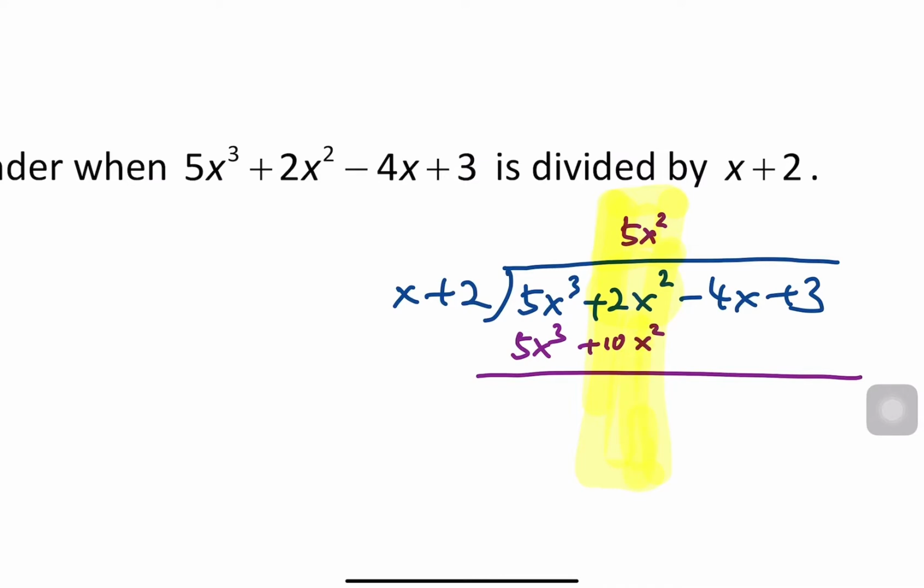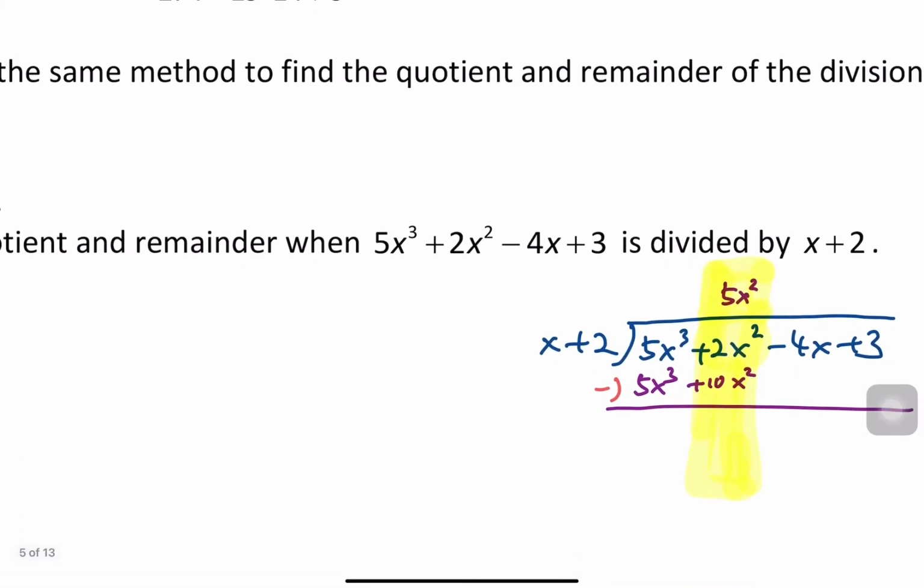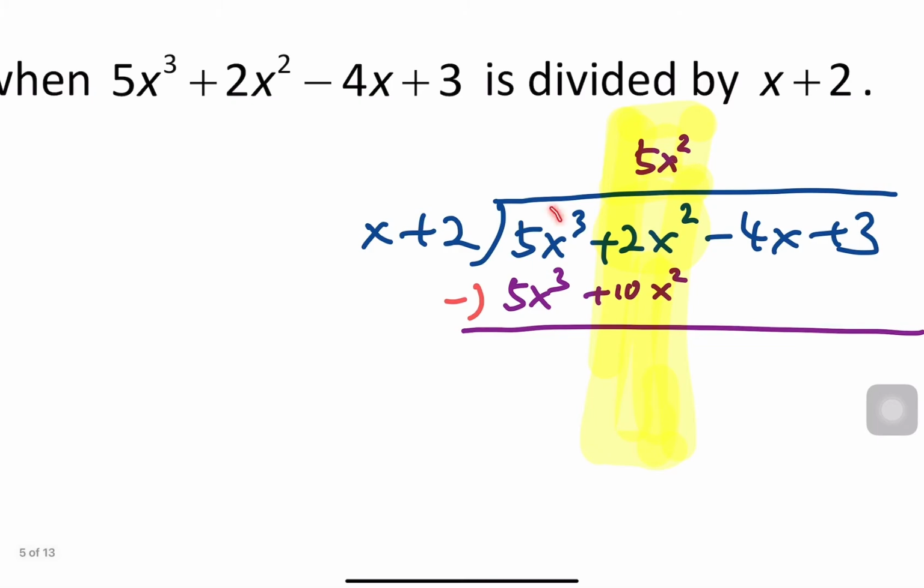Okay, and then second step, after doing the first step, you need to do the subtraction, like this part. The first term will be cancelled out because they must be the same. So 2x squared minus 10x squared, which is equal to negative 8x squared, and then minus 4x. So second step, we cannot stop here.